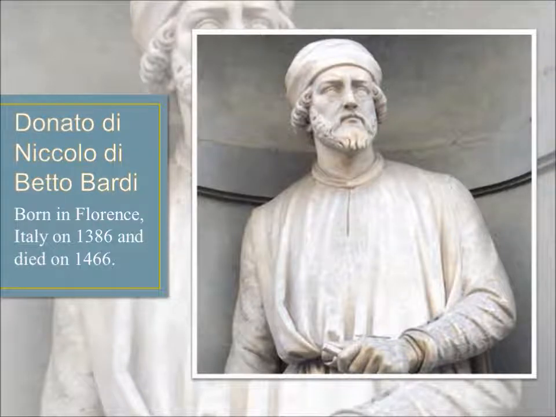Donato da Nicola di Betto Bardi, also known as Donatello, was an Italian Renaissance sculptor who worked mostly with marble and bronze. Donatello was born in Florence, Italy in 1386 and died at the age of 80 in 1466. He did not marry and had no children. Donatello's initial work followed a Gothic style with long graceful lines and expressionless faces, but he soon began to develop a style all his own with figures much more dramatic and emotional.